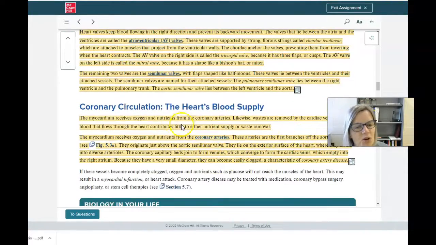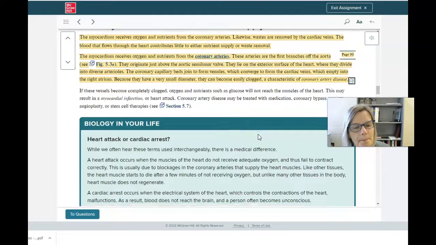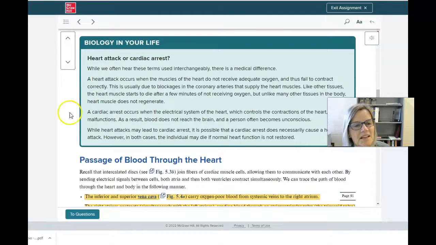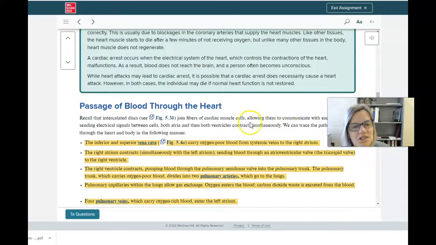So here it's talking about the coronary circulation, that the myocardium, the heart muscle, receives oxygen and nutrients from the coronary arteries. This is a really interesting, I won't just read it for you, but the concept of a heart attack versus cardiac arrest. You can look that over. I just thought that was really interesting.